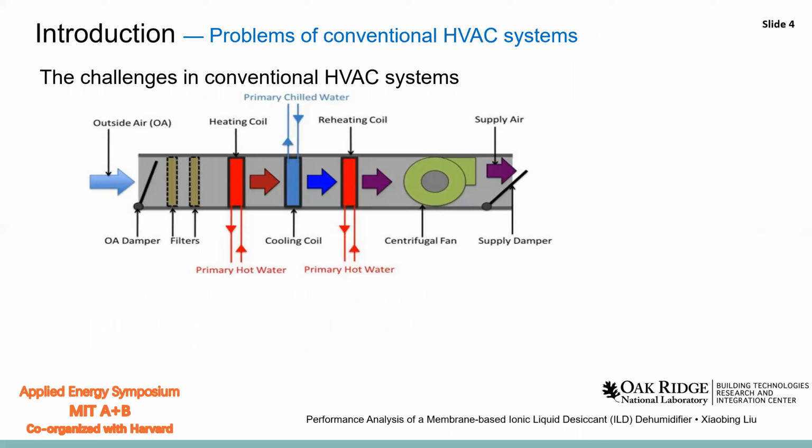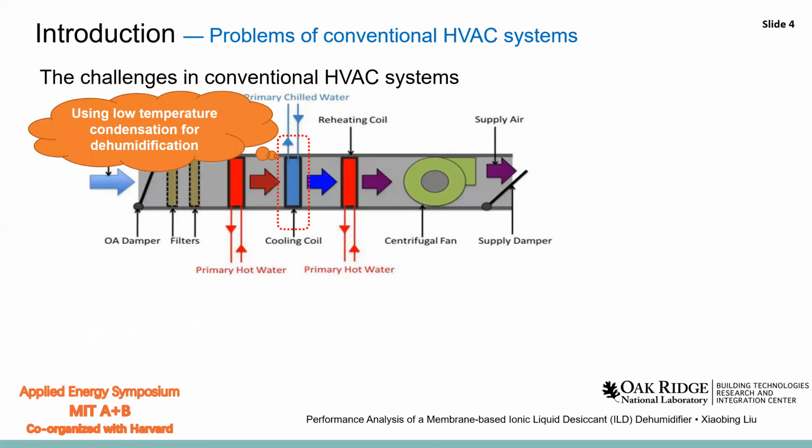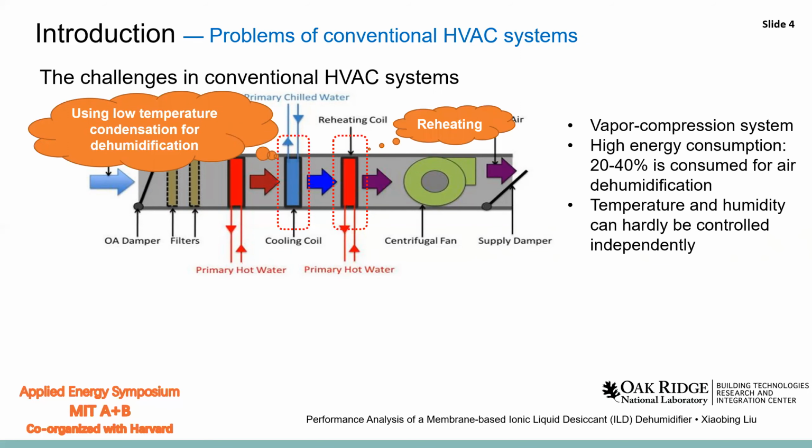This figure shows a traditional schematic of the air handling unit. The air usually needs to be cooled with chilled water, and it is also dehumidified using low temperature condensation below its dew point. And the overcooled air needs to be reheated to a comfortable temperature. So this is the principle of the traditional vapor compression system.